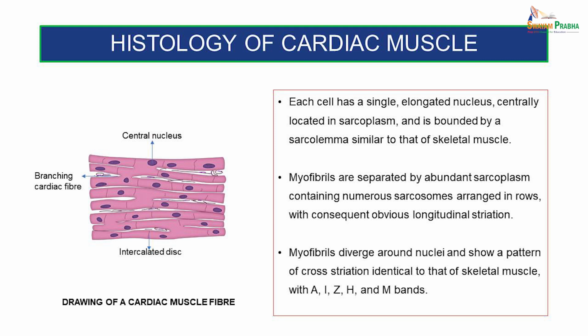The myofibrils are separated by abundant sarcoplasm containing numerous sarcosomes arranged in rows with consequent obvious longitudinal striations. The myofibrils diverge around the nuclei and show a pattern of cross striation identical to that of the skeletal muscle with the A, I, Z, H and M bands.